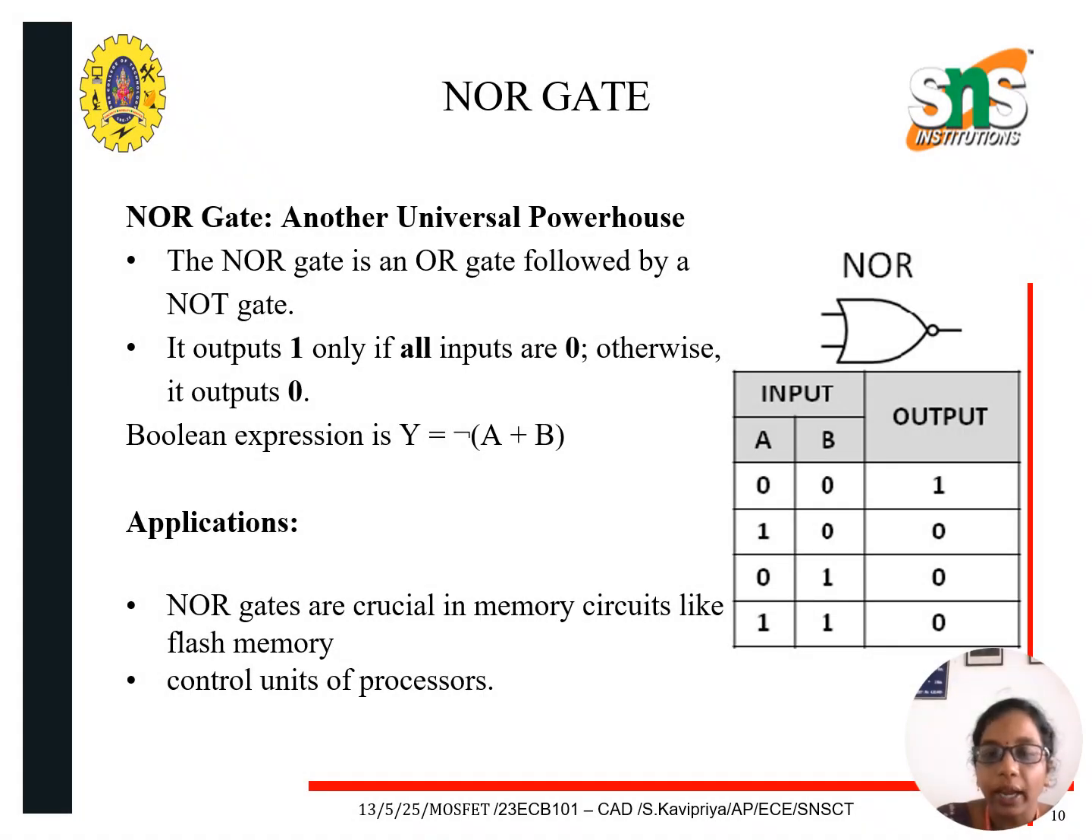And next is the NOR gate. The NOR gate is an OR gate followed by a NOT gate. So it produces the output 1 only if all the inputs are 0, otherwise it produces output 0. The expression is y equals inverted a plus b. It is used as an important element in memory circuits like flash memory, and as an important element of the processor.